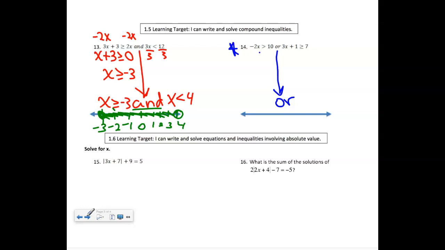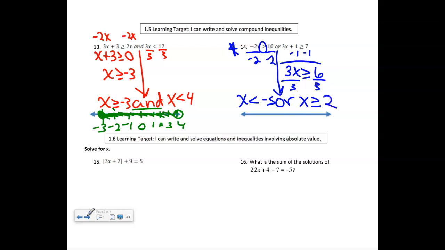I have a negative, so I'm going to divide by negative 2 on both these, which means, reminder, I have to flip my inequality sign. So what we have now is x is less than negative 5. Okay. On this next one, I'm going to subtract the 1, and I'm going to divide by 3. So we're going to have x is greater than or equal to 2.